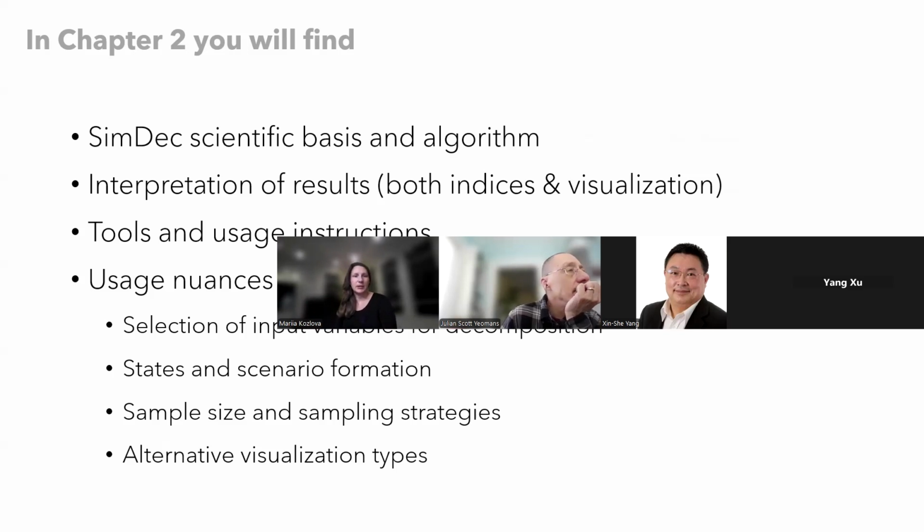Then there is a detailed discussion on interpretation of the results. Here I showed only the visualization part, but in the chapter you can also find how to interpret the indices. Then there is a description of the tools and their usage instructions, short examples of how you can initiate the whole thing and run it. And then there is a discussion on usage nuances: which variables to select for decomposition, states and scenario formation, how it's done automatically and how you can play with that. And sample size and sampling strategies, exactly the question that we had. There's a bit of discussion in there.